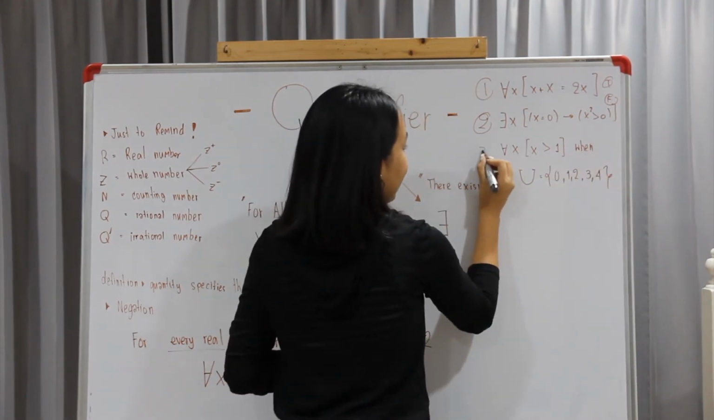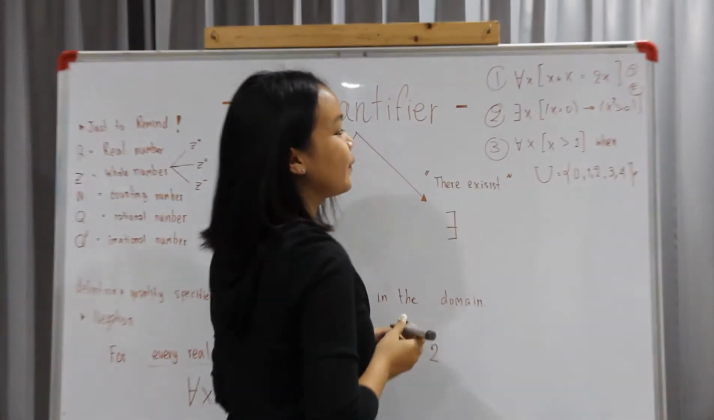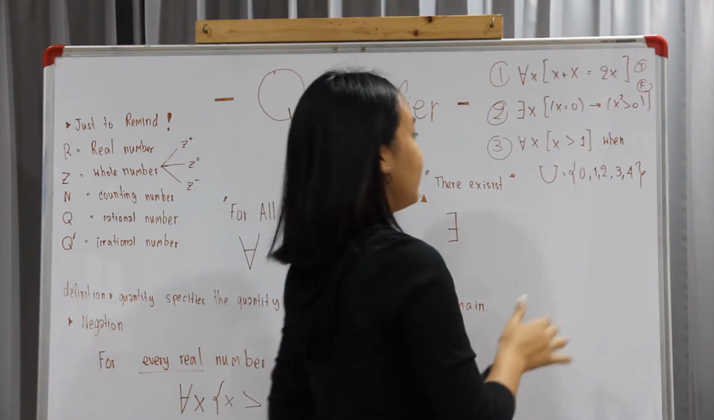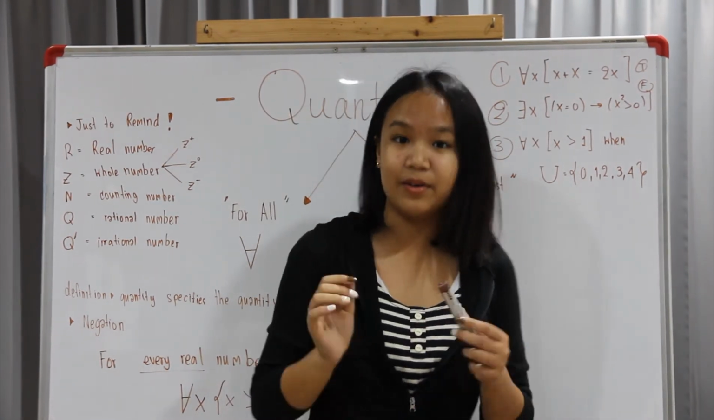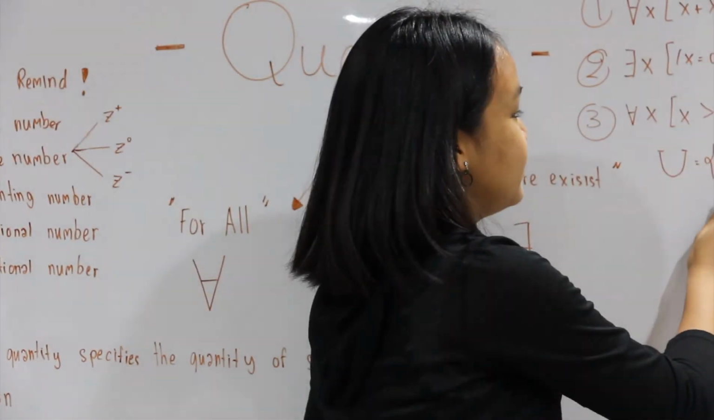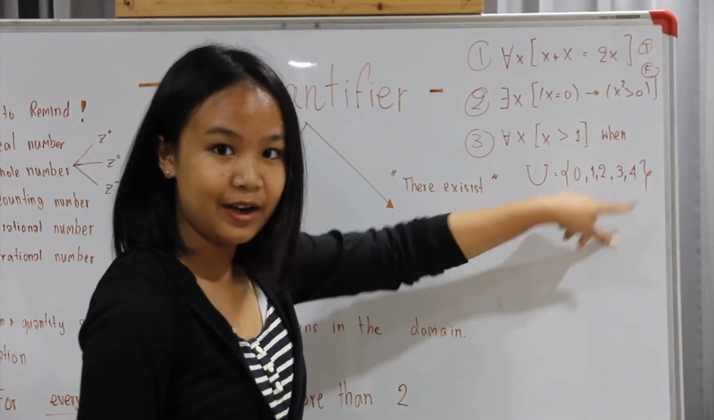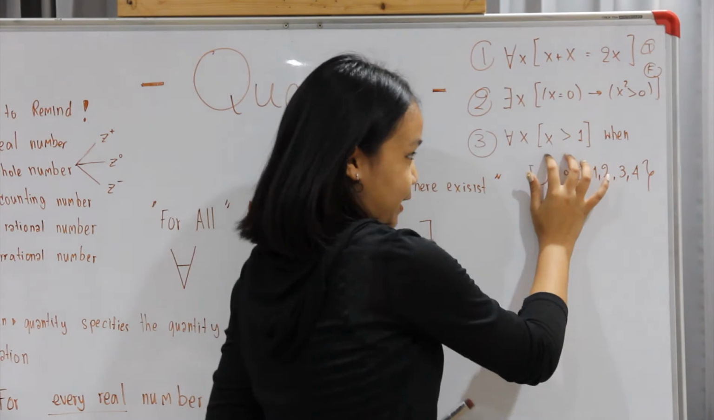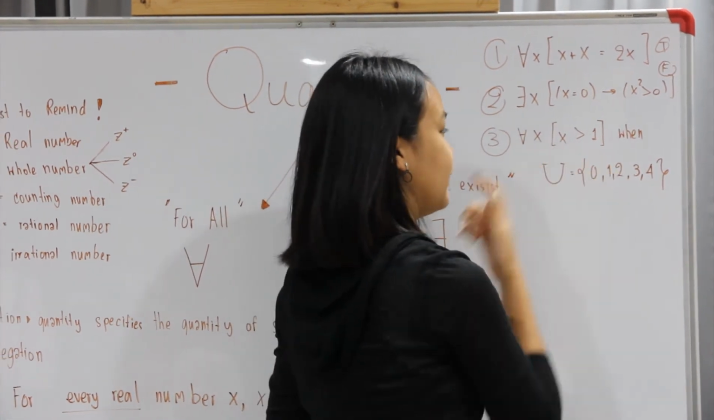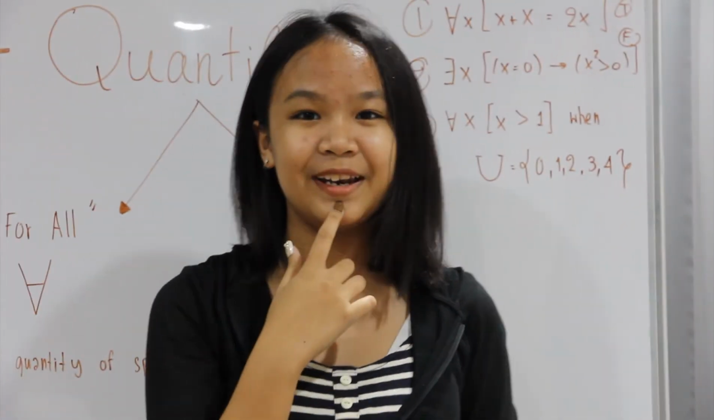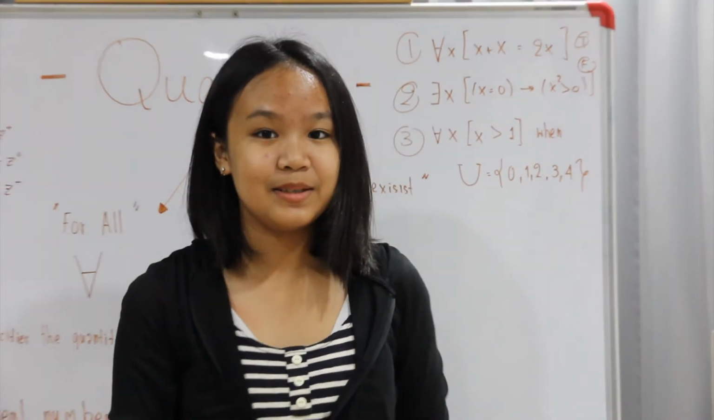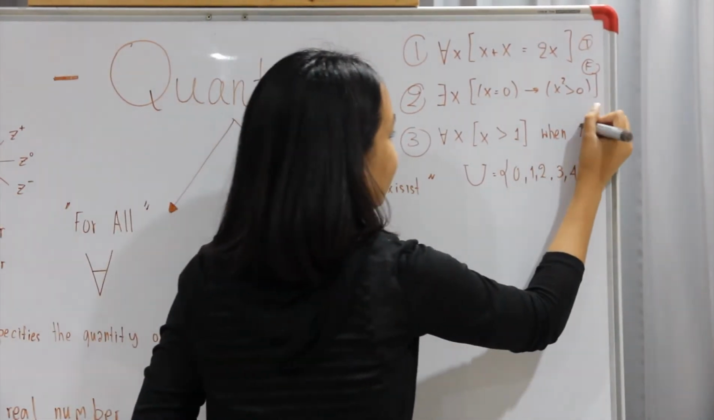Alright, and our last example here. For all x, x is more than 1, when our universe is 0, 1, 2, 3, and 4. For all x means every x in here. Put it into here and it will be true. So is that right? Is 0 more than 1? I don't think so. So this means this statement is false.